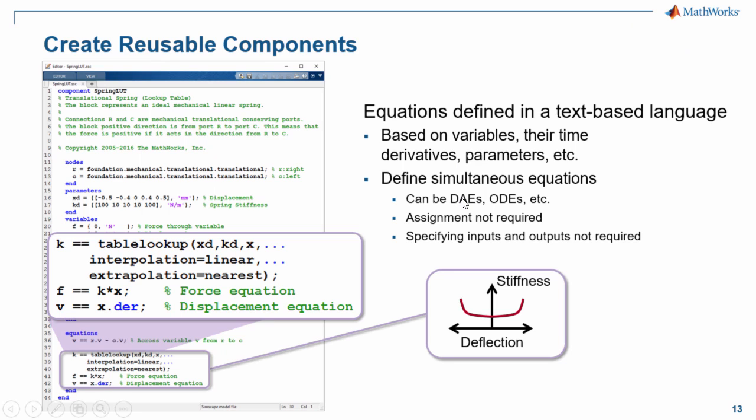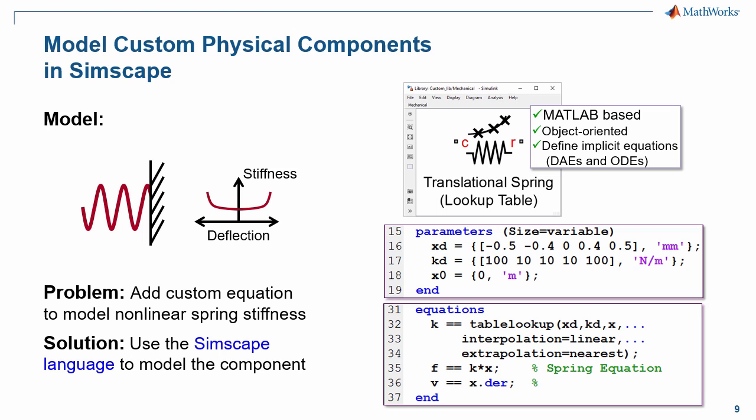These equations can be DAEs and ODEs. Another key thing to remember is that assignment is not required. Again, because all of these equations are solved simultaneously, it isn't as if we are using this equation to find x, and then once we have that value, we use it to find f. All of these equations will be evaluated at the same time as they would be in a physical system. This is much different than input-output languages that you may be familiar with, such as MATLAB, Simulink, and pure C code. In this demonstration, we have seen how to use Simscape language to model a custom physical component.